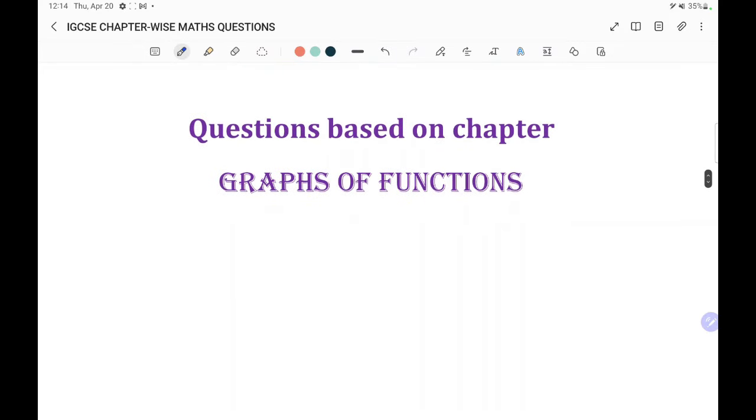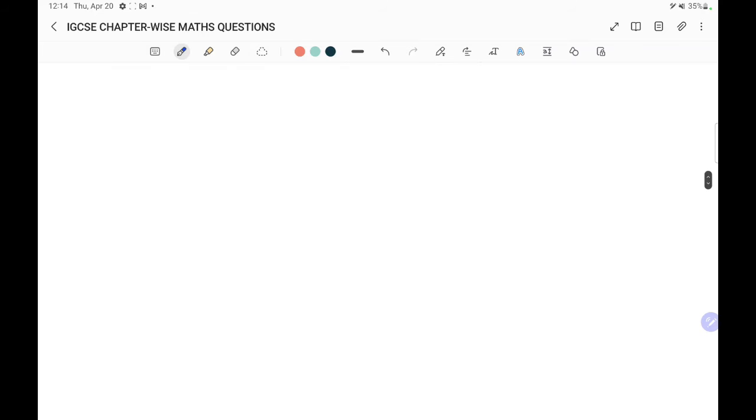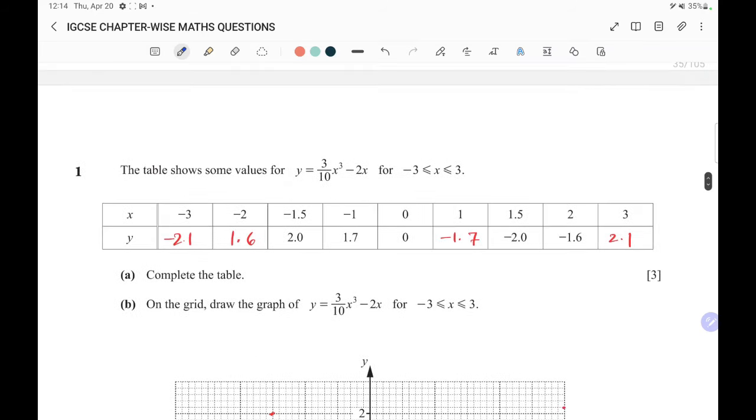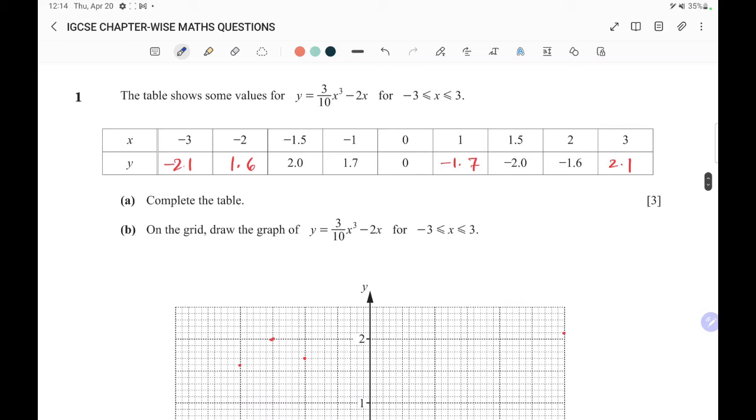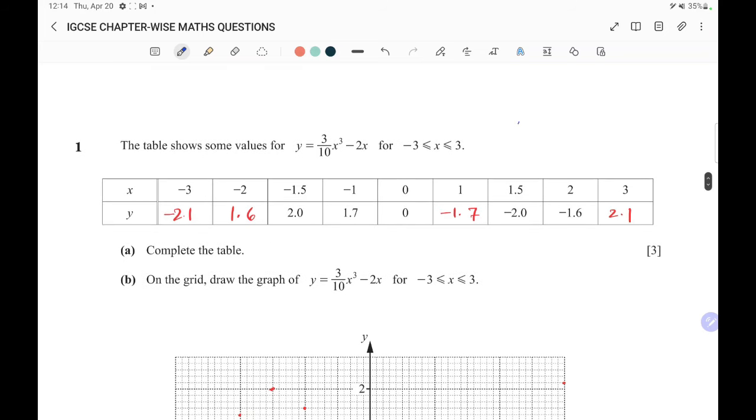Question based on the chapter graph of functions. So here we have to draw graphs. The table shows some values for y. Okay, we have to put x equals -3. So put x equals -3. I will show you one calculation.